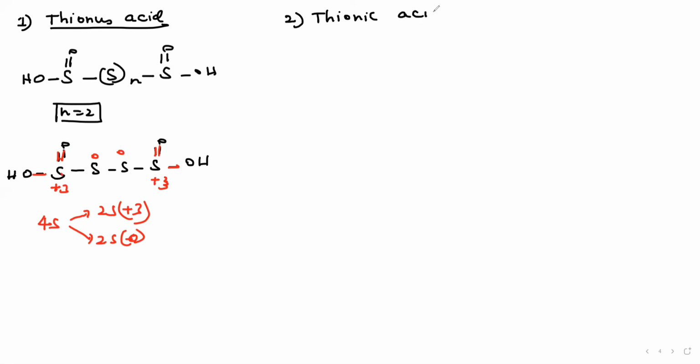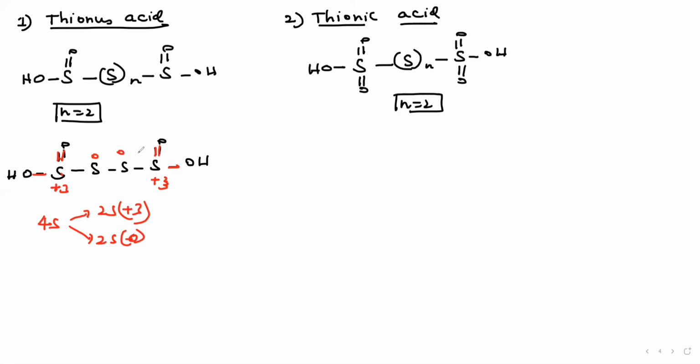Thionic acid. Same example. What is the formula? Common formula? S double bond O, here also double bond O. Here S, N term, right? Here S double bond O and double bond O. Here OH. Here also OH. I put the same N equal to 2. Okay, this is N equal to 2, right?